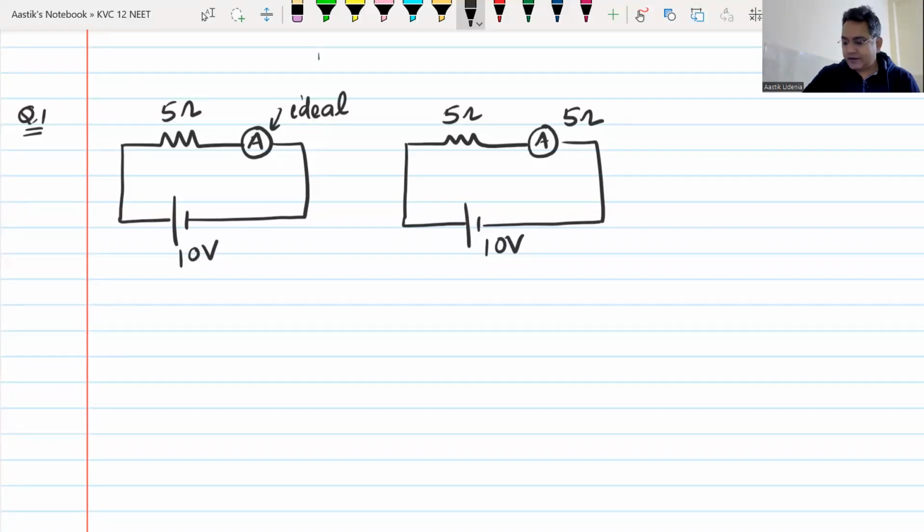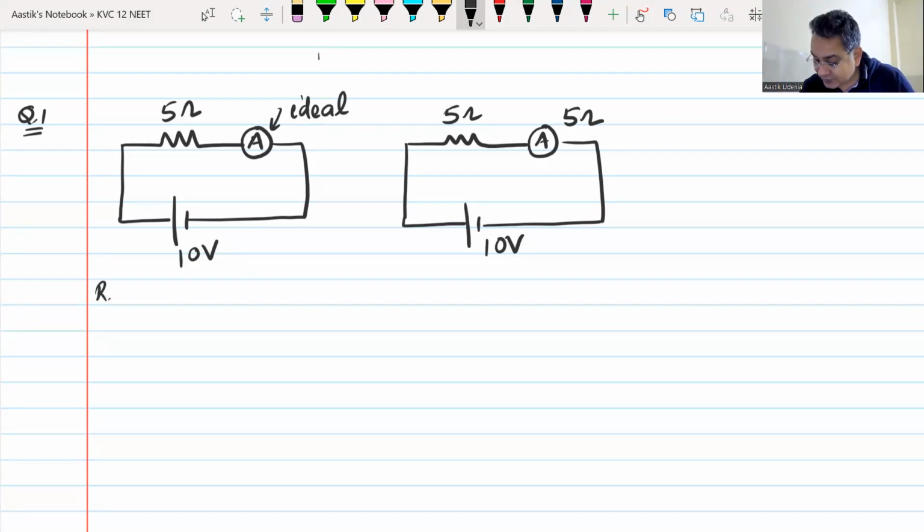Let's move ahead and see this question. In this question, I have a circuit and I have put two ammeters here. On the left-hand side, in case number 1, the ammeter is ideal. That means it has no resistance. In case number 2, the ammeter is not ideal. That means it has some resistance. In both cases, you have to find the reading in the ammeter.